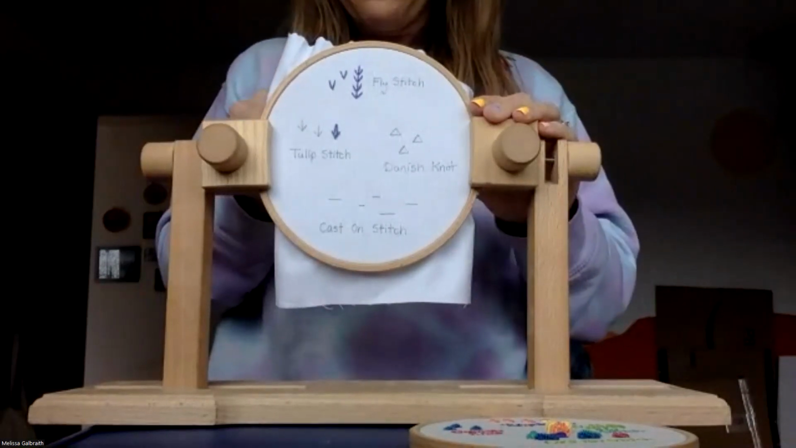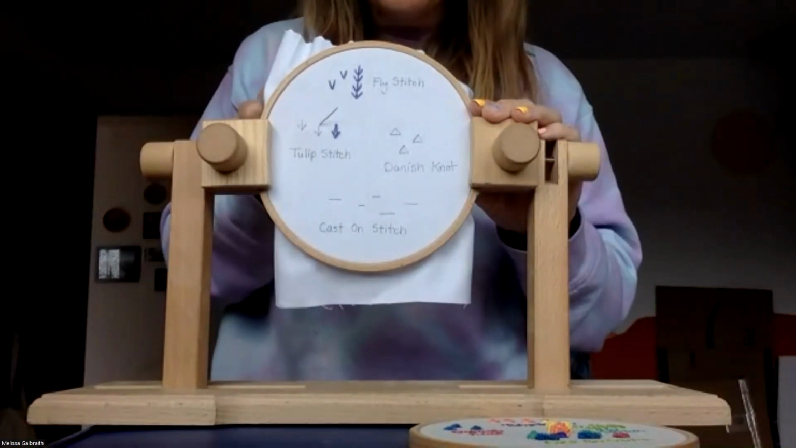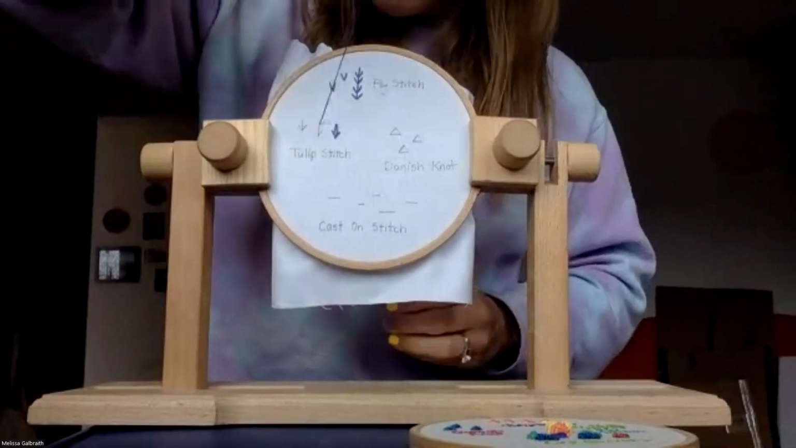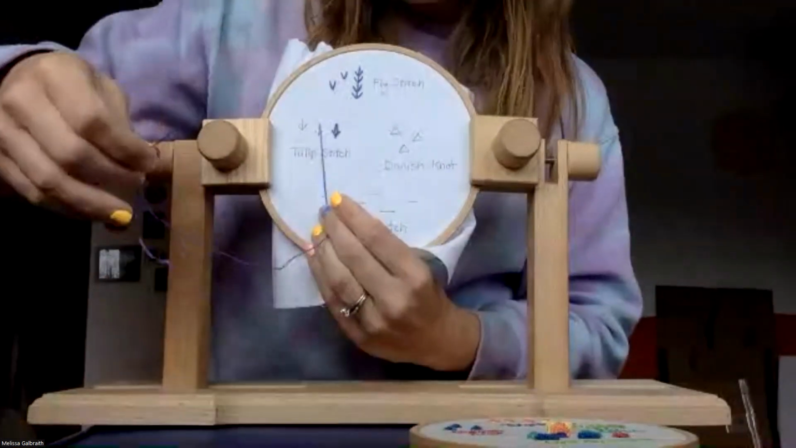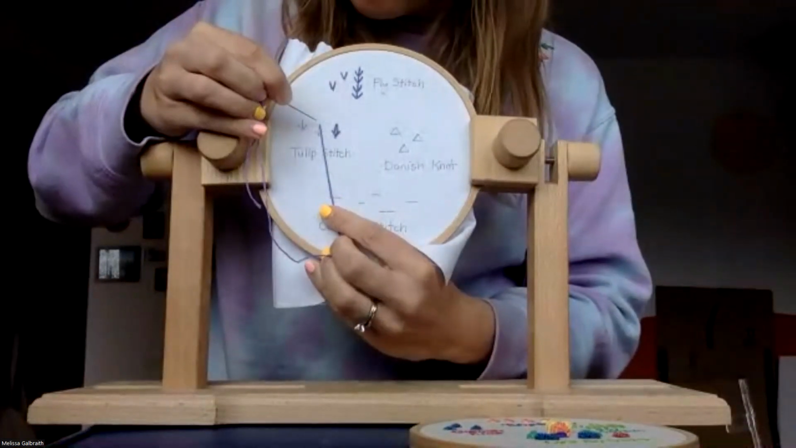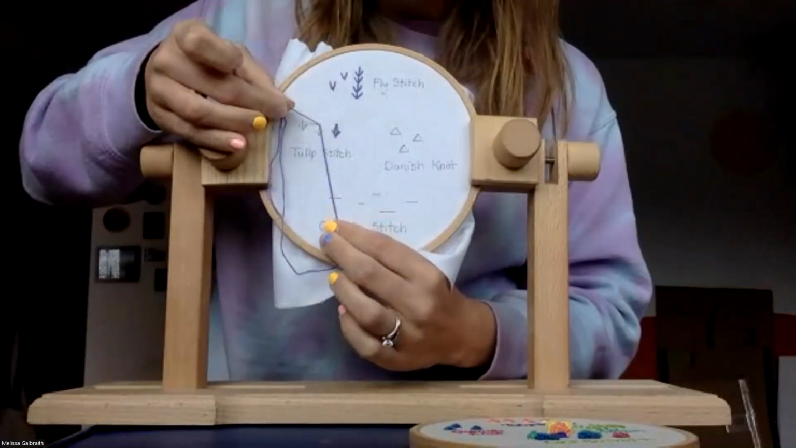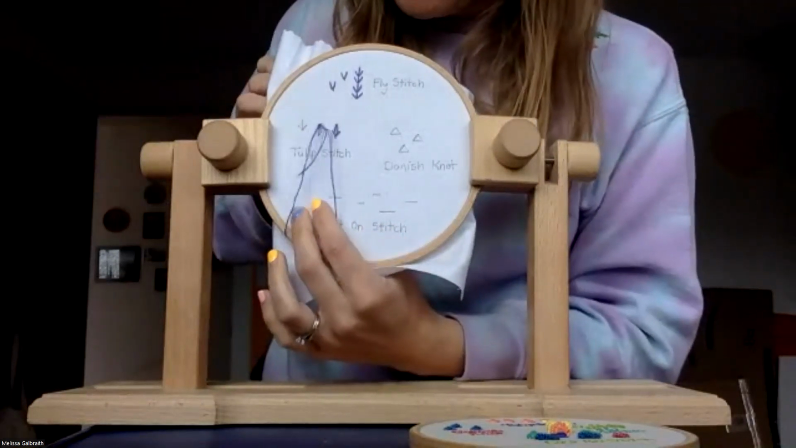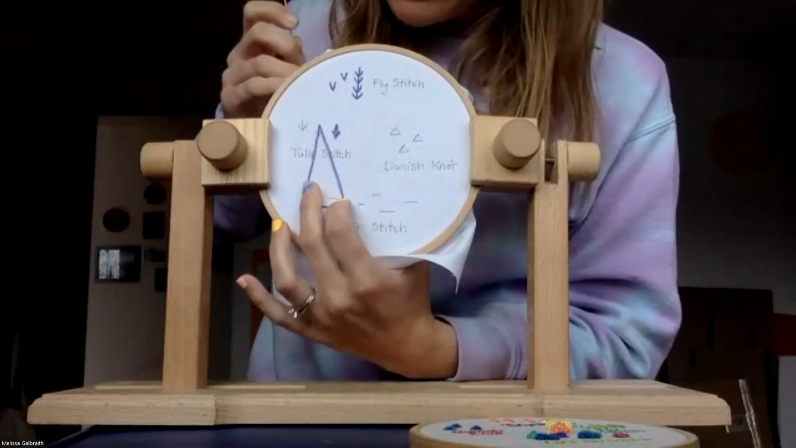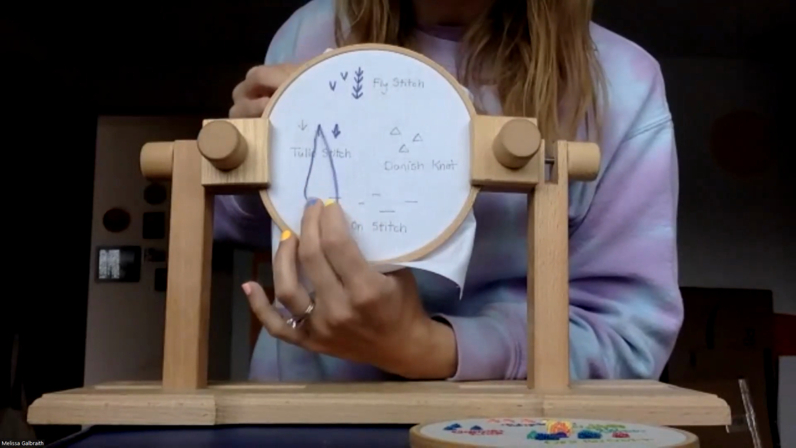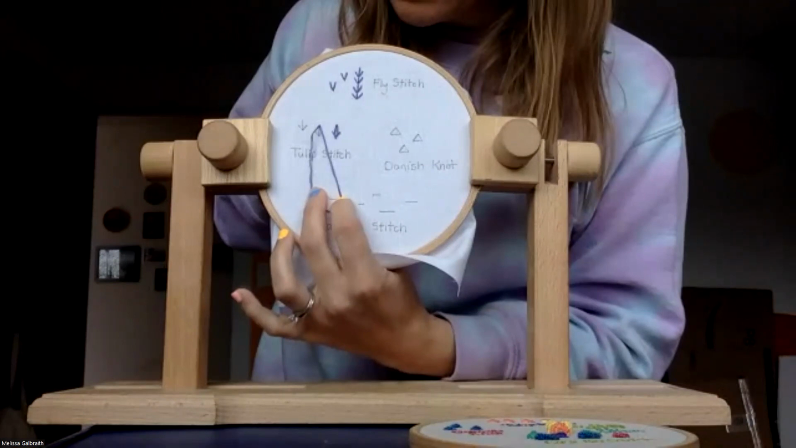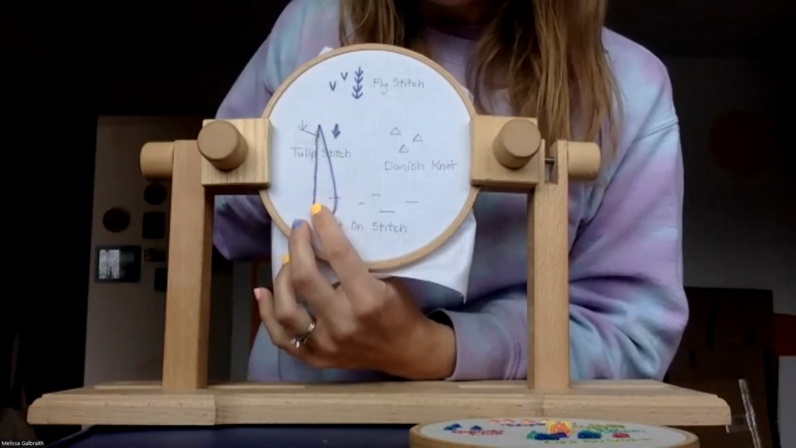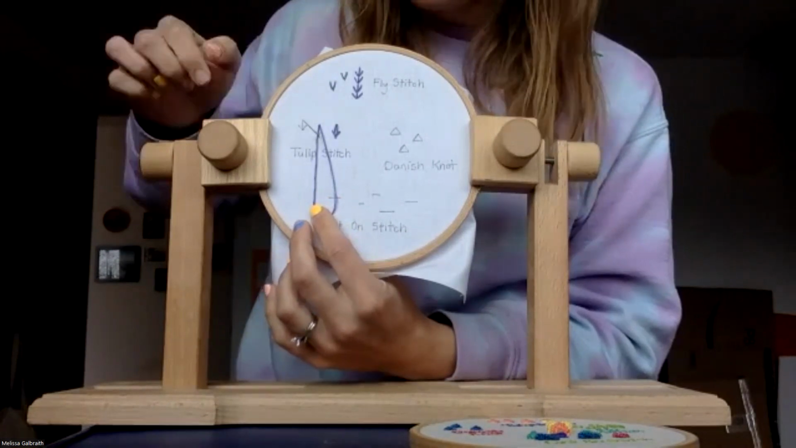So let me do that again. We want to start at the top of our tulip here. And we're going to hold our thread towards the base of our tulip and then bring our needle back down right at the top there. Same spot. And we're going to gently tug so we have a nice open loop on the front of our fabric. And then bring your needle up inside that loop right at the base of your tulip there.